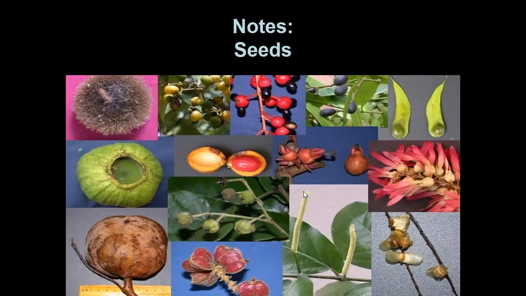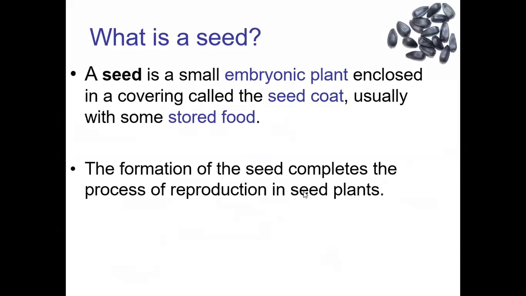Okay, and at first, what is seed? A seed is a small embryonic plant which is enclosed in a covering called the seed coat. Outermost covering is called seed coat, and inside seed coat there is embryonic plant. Embryonic plant that is seed, and usually with some stored food. Inside seed there is stored food. Therefore, seeds are used as food.